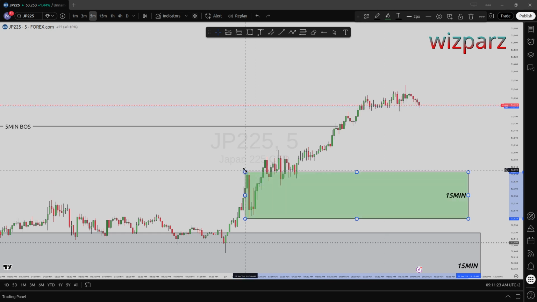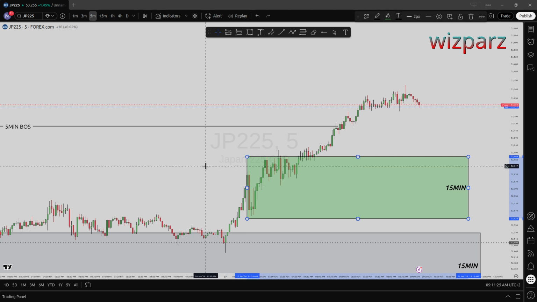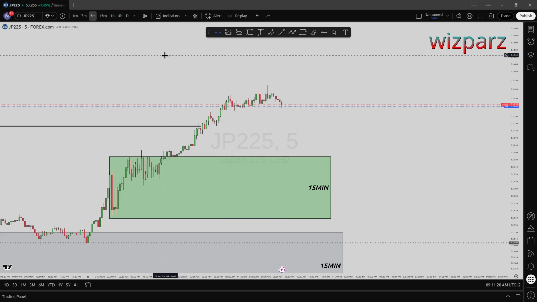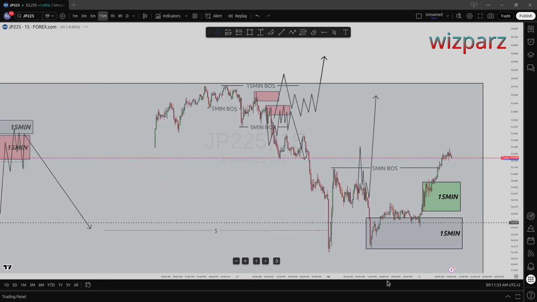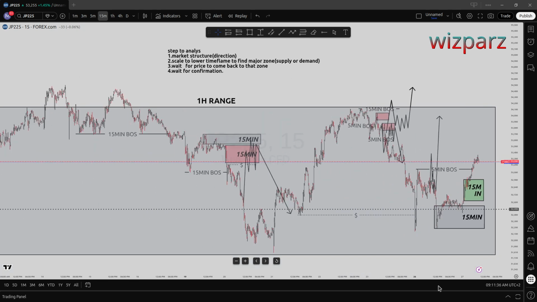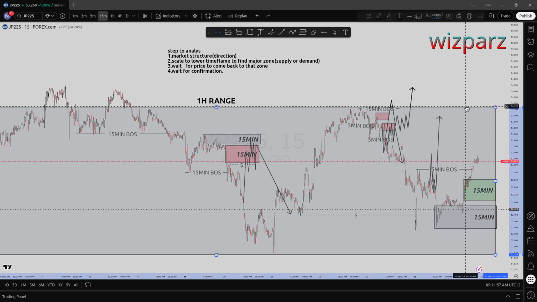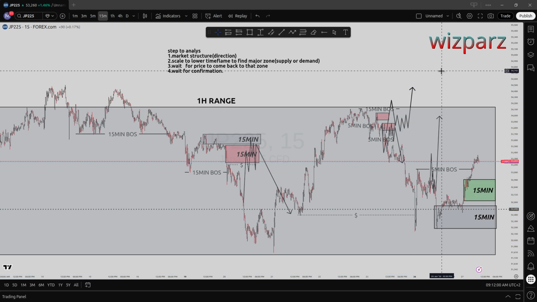Okay, and we are going to wait for price to come back to this demand area and then look for long opportunity. And we can see that the price is coming after liquidating this internal liquidity, so this will be a high probability setup if we got 1 minute change of character on this main area or 15-minute zone. Okay, and we will be targeting price to break this 1 hour range.